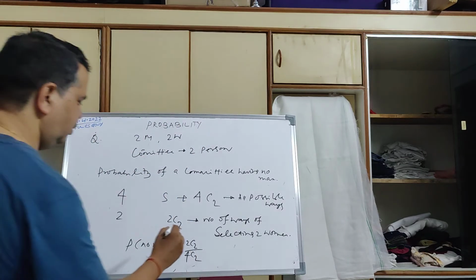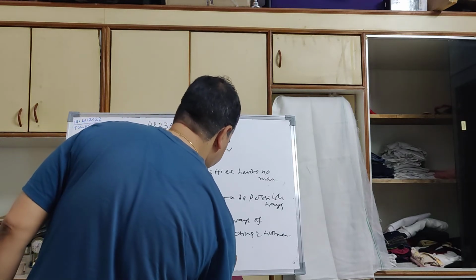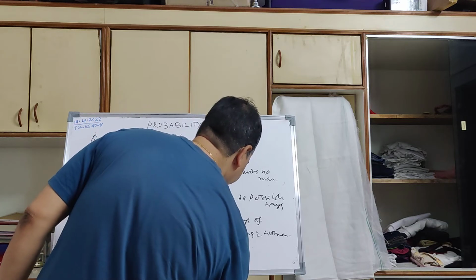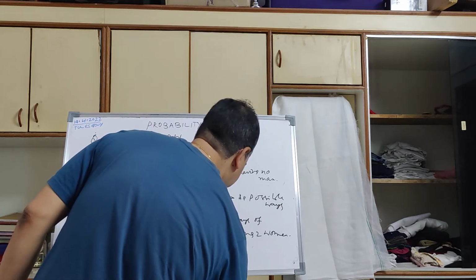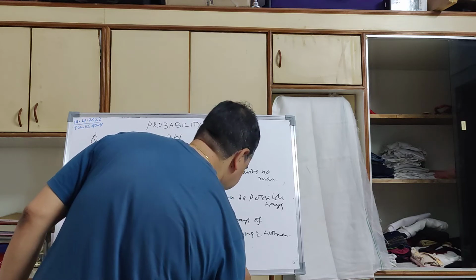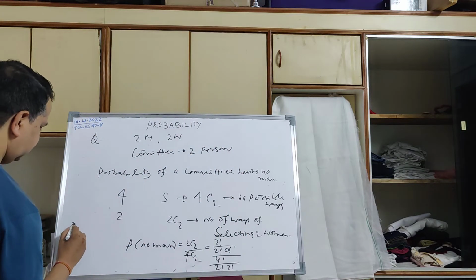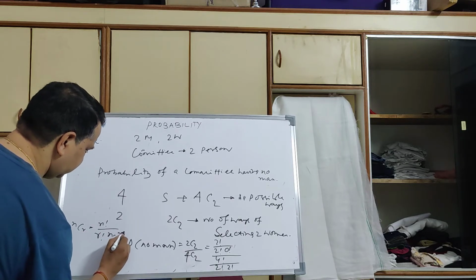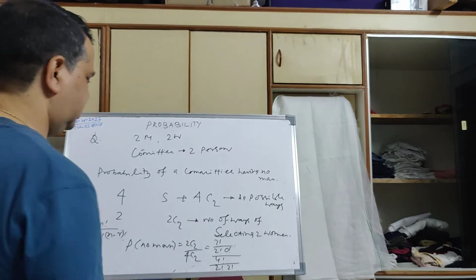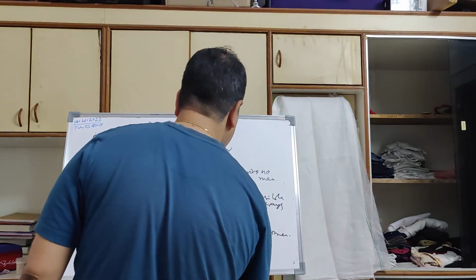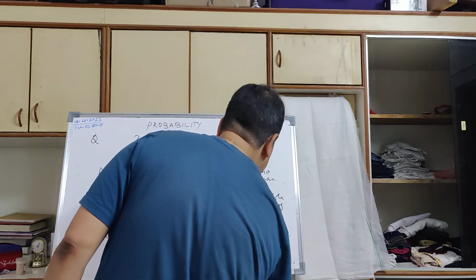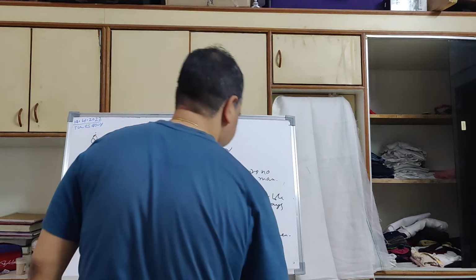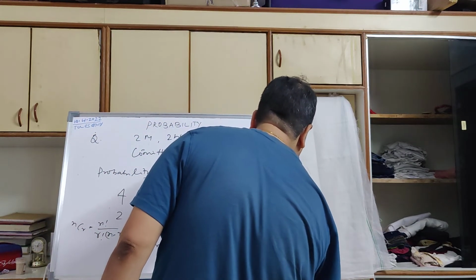You know this is 2C2 factorial by 2 factorial 0 factorial, then 4 factorial by 2 factorial into 2 factorial. NCR is equal to n factorial by r factorial into n minus r factorial. So 2C2 is nothing but 1. This one will be 4 into 3 divided by 2 into 2, right?